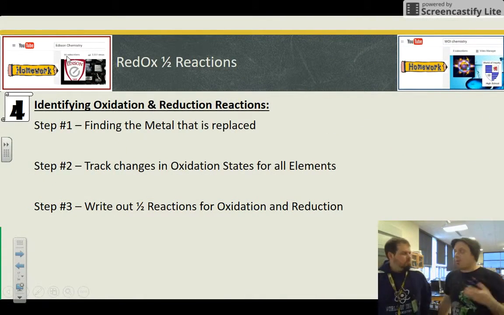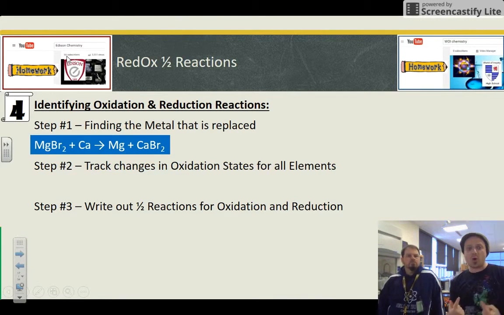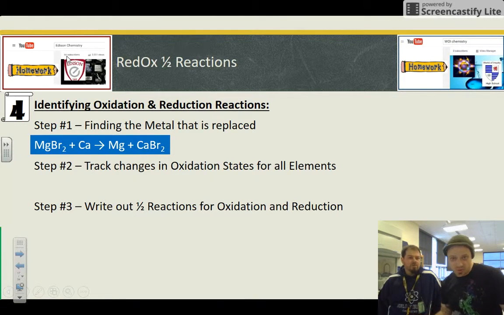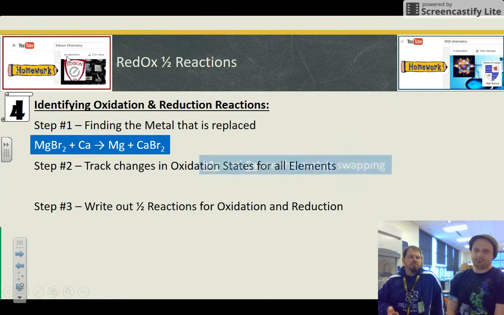And in order to do that, whenever you're presented with a whole reaction, first thing you've got to do is figure out what metal is involved in being replaced. Because these are all single replacement reactions, really, that we're going to show. So there's the first piece. It is a single replacement reaction. When you see a double replacement reaction, that doesn't work. Redox.